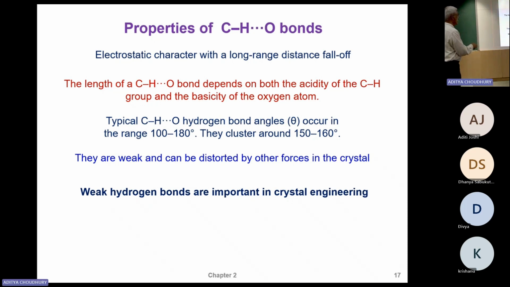A typical angle is about 100 to 180. 180 is very rare. And they cluster around 150 to 160. They are weak and can be distorted by any force in the crystal structure. If some other interaction is present, it can easily be distorted. But weak hydrogen bonds are important in crystal engineering.